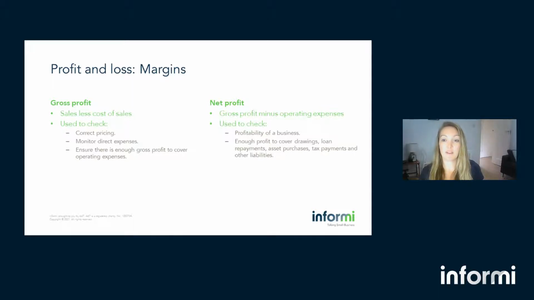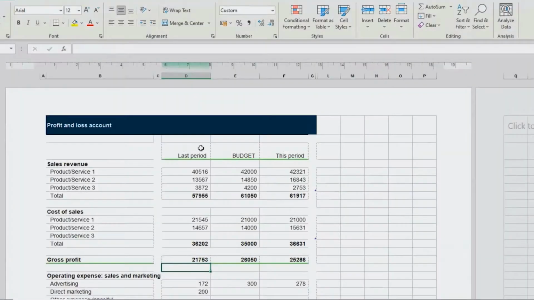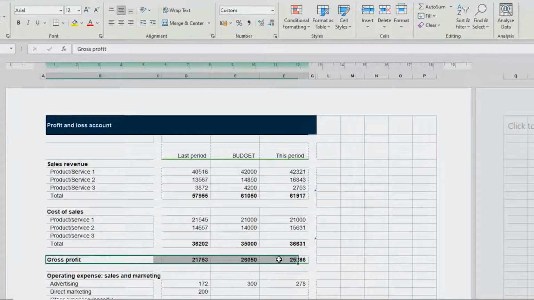If you made a profit, is it enough to cover the liabilities in your business? We'll just jump back into the spreadsheet now and we can go through those gross profit figures and net profit figures in more detail. So looking back at our profit and loss report, your gross profit figures are calculated here. They are your sales less your cost of sales, and you have your figures here.